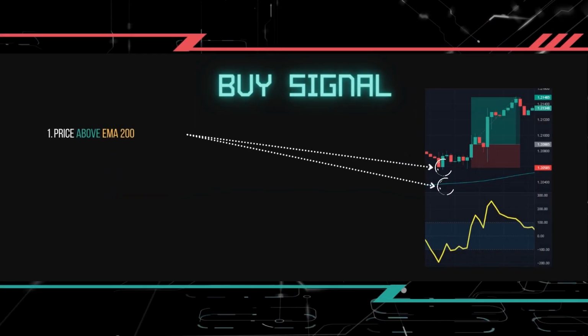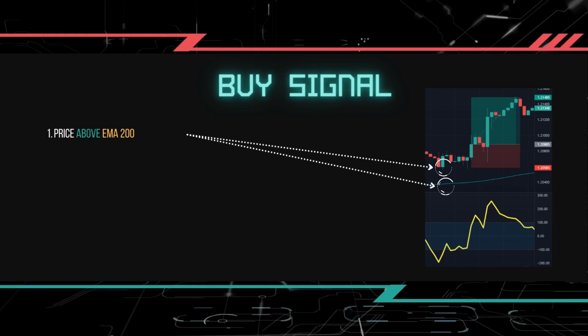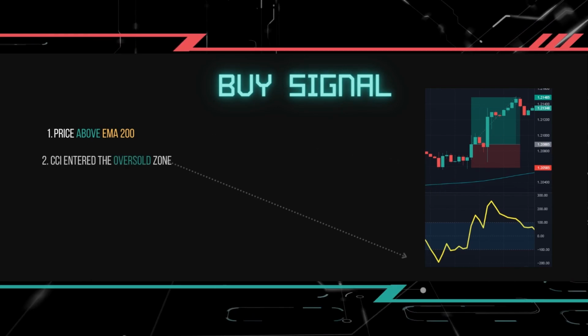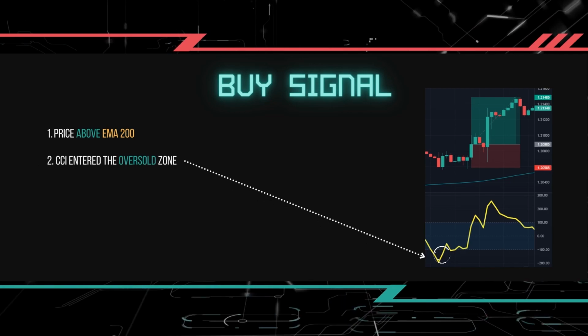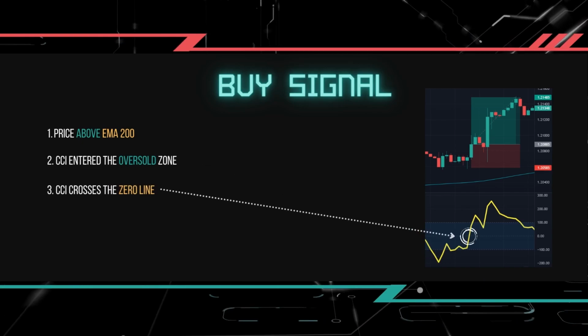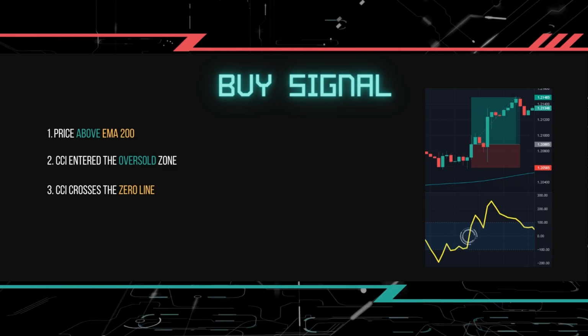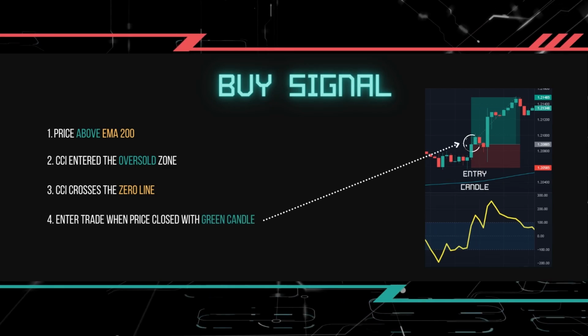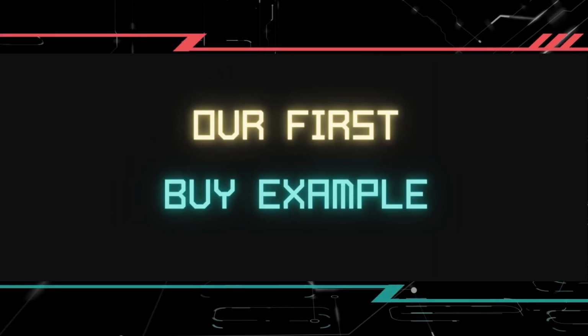For a buy signal, first, check that the price is above the 200 EMA. This shows that the price is in an uptrend. Second, wait for the CCI value to enter and exit the oversold level. This will show that the price is starting to make a reversal. Third, the CCI value needs to cross the zero line. Finally, we will enter a buy trade at the close of the candle. Let us go through some examples to see how it is being traded in the real market.